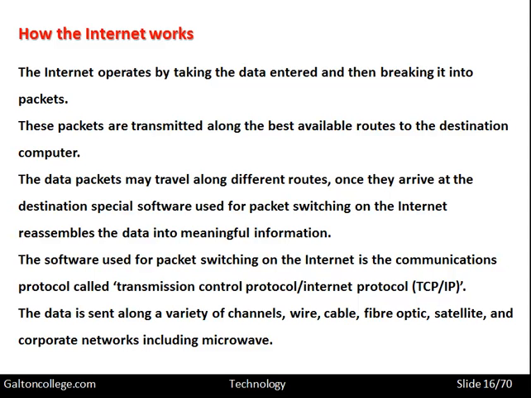So the data can be sent a very long way, but it uses a variety of channels. It could use wire, cable, fiber optic, satellite connection. It could use corporate networks, including microwave. It's very flexible. The whole idea is the message needs to be sent from A to B, and the system needs to work out how best to get the message there and to make it a meaningful message when it's there, and also one which has integrity. The message sent is the message received.